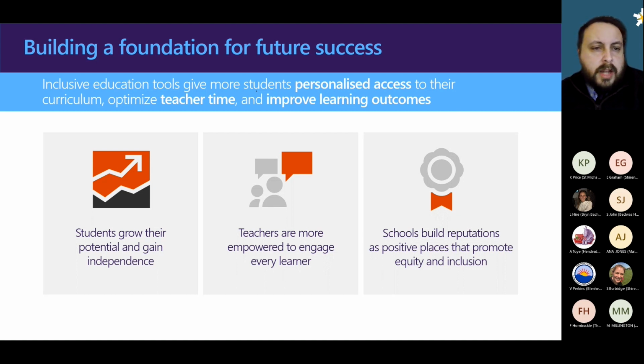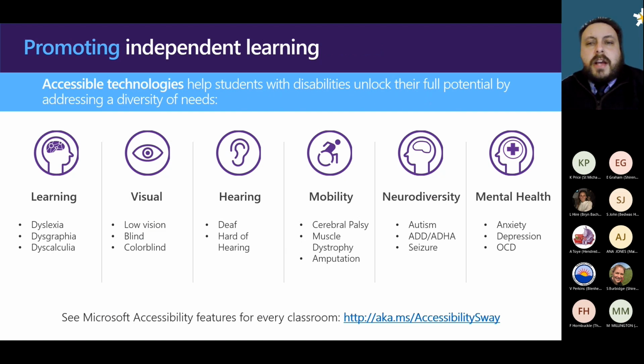So essentially what we're looking to do throughout this programme is look at developing students' independence, looking at ways that you as practitioners are more empowered to engage with those tools, and look at then as a school how you can use those tools to promote equity and inclusion. So the 5 sessions are focused around the goal of promoting independent learning.